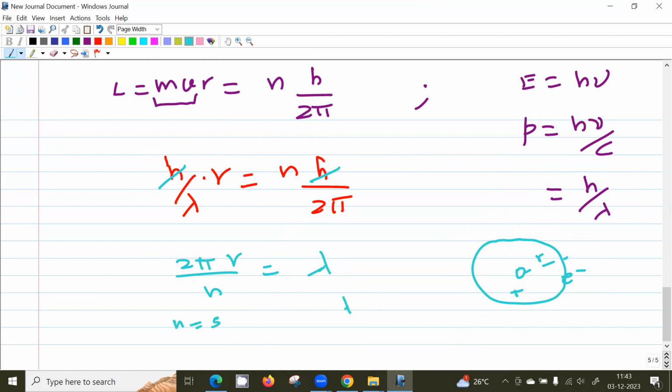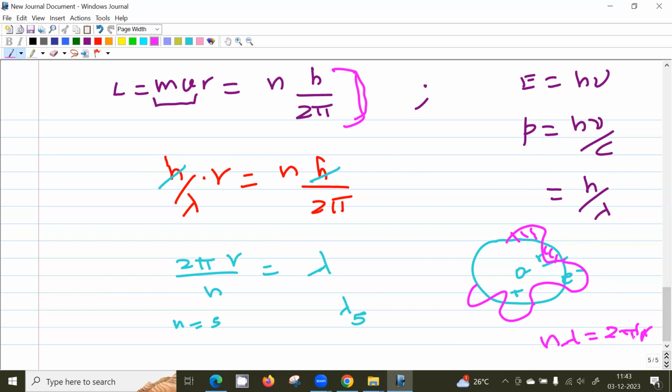n equal to 5 means the corresponding wavelength, let me call it lambda 5. So 5 wavelengths will fit in this 2 pi r. So there will be 1 wavelength, 2 wavelengths, and so on. So 5 wavelengths will fit in the circumference of this orbit. So the Bohr condition, which is that the angular momentum of the electron, mvr, is an integral multiple of h by 2 pi. The other interpretation is that only integral multiples of the wavelength will fit in this circumference.